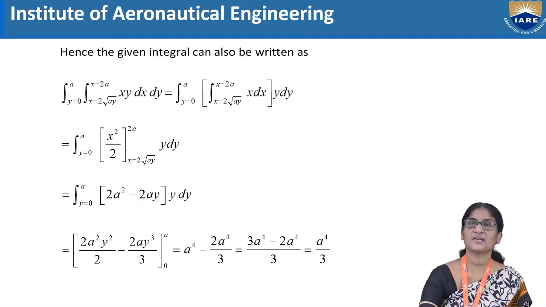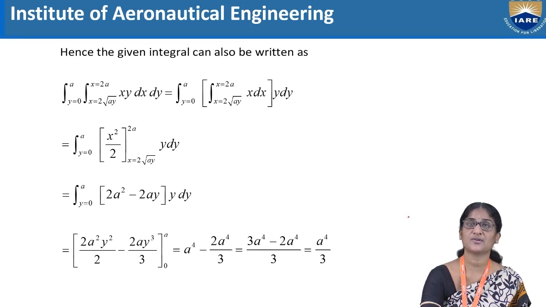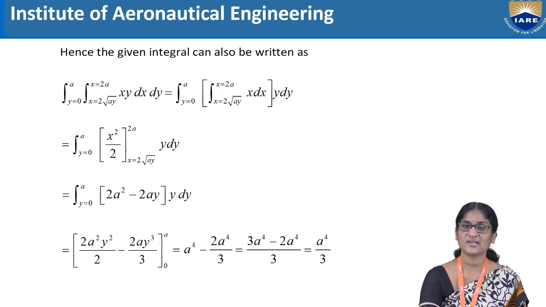Now, hence the given integral can be written as y varies from 0 to a and x varies from 2 root ay to 2a, of x dx dy. First, with what variable do I have to integrate? We have to integrate with respect to x here. So, integral of x dx. What is integral of x dx?